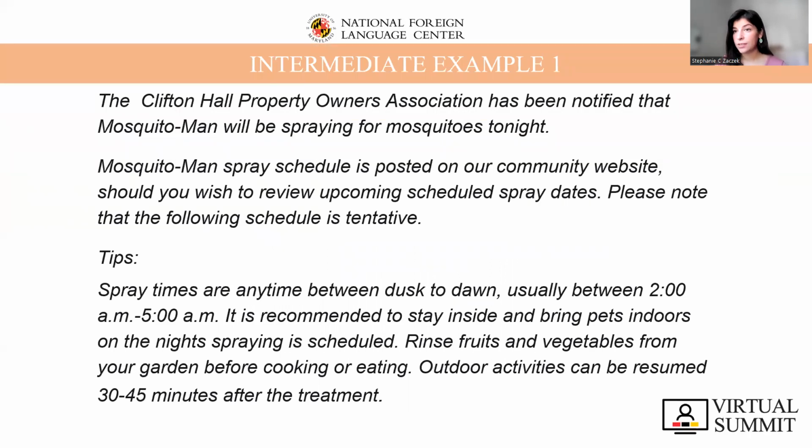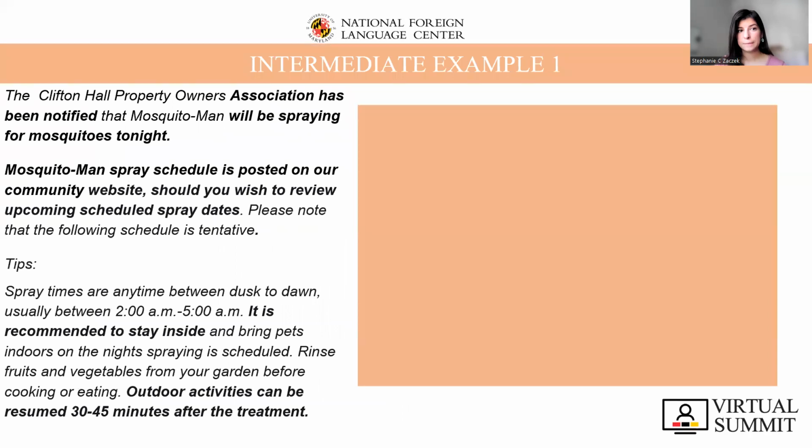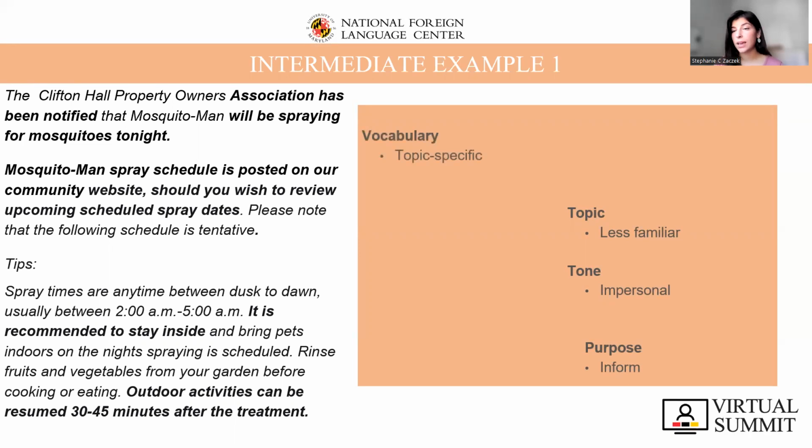Feel free to pause so that you can read through our first intermediate level passage. In this example, you'll see a notice posted about insect treatment in a residential community. It uses an impersonal tone and includes some elevated topic-specific vocabulary like spray, mosquito, tentative, as well as some proper names. Compared to the beginner level passage, notice the passage structure here is much more complex.